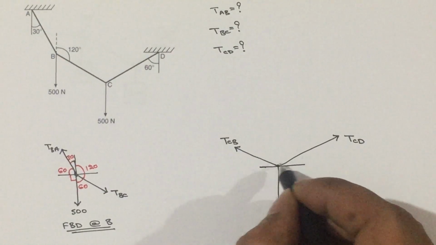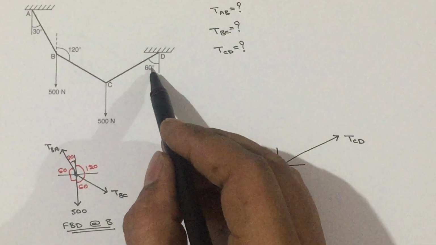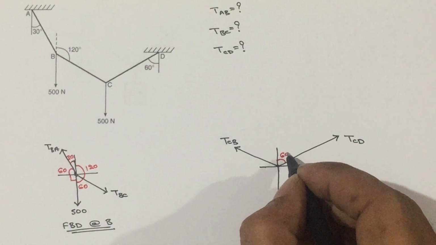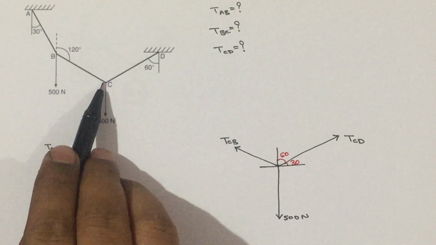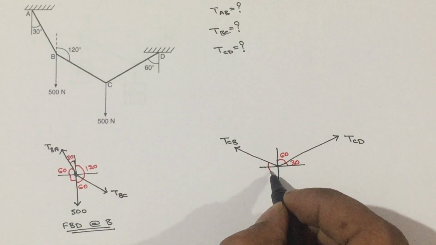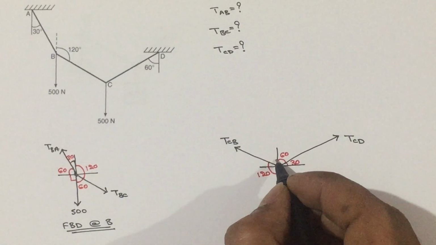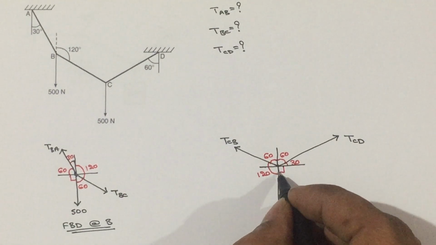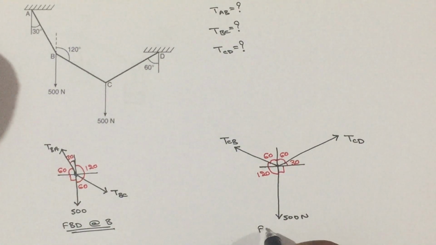Then write the angles. For that, draw the plus mark. This CD line is making 60 with respect to vertical, therefore with respect to horizontal it is 30. Then this CB line is making 120 with respect to vertical, the opposite vertical, not the nearby vertical. So, this will be 120, then the remaining angle is 180 minus 120, that is 60. Then this angle is 90 degree. So, this will be the free body diagram at point C.